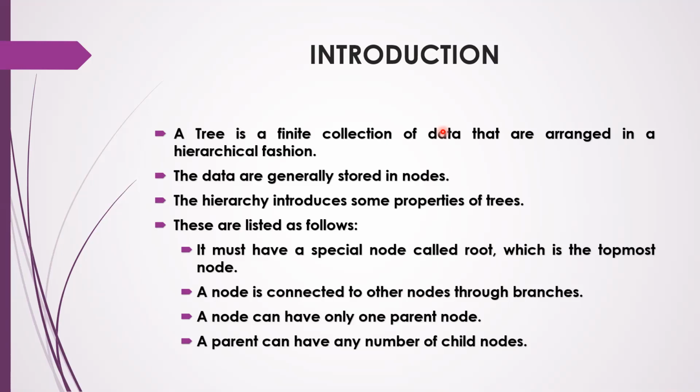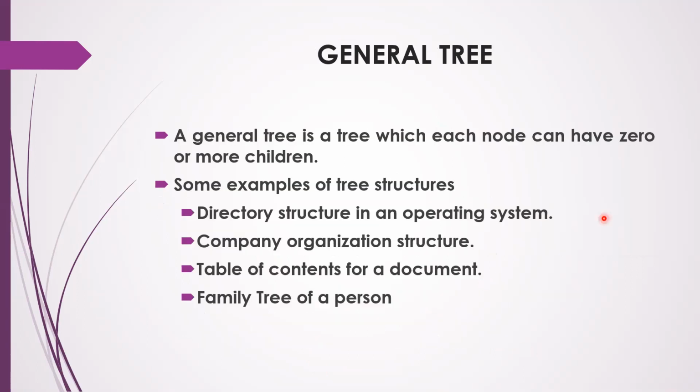So these are the 4 properties in trees. First one is it must have a special node that is called root, which is a topmost node, and node is connected to other nodes through branches, and node can have only one parent node, and node can have any number of child nodes. Now we'll see with the example.